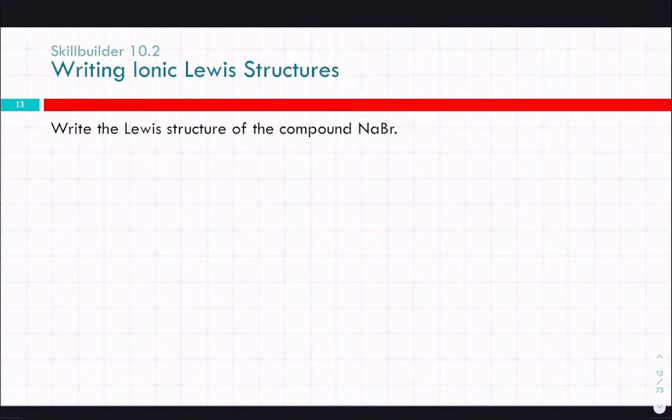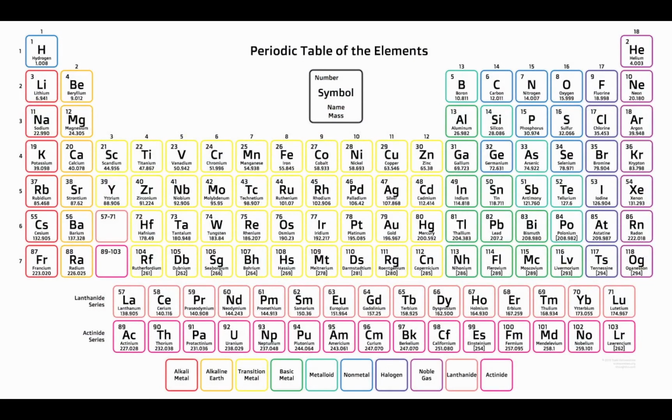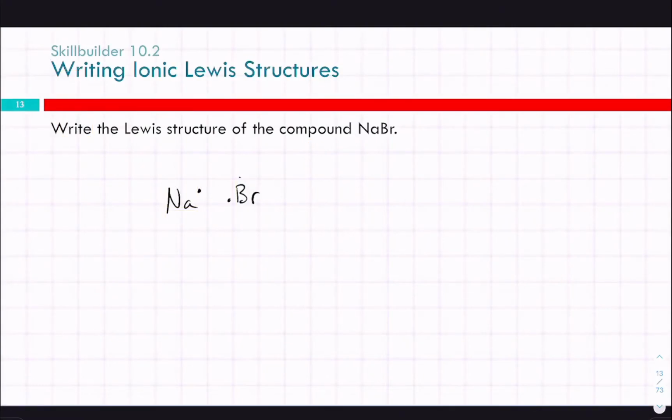All right, so what about sodium bromide? How many valence electrons does sodium have? Just 1. And bromine? 7 again. So we go again, 1, 2, 3, 4, 5, 6, 7. So the Lewis structure for the compound sodium bromide is going to be Na plus, and then really it should be that next to Br in brackets.